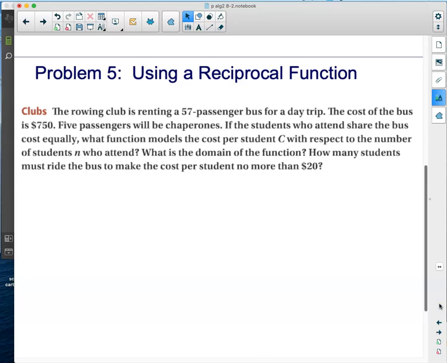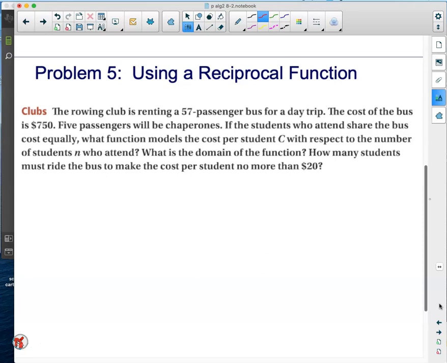Problem 5, using a reciprocal function. The rowing club is renting a 57-passenger bus for a day trip. The cost of the bus is $750. 5 passengers will be chaperones. If the students who attend share the bus cost equally, what function models the cost per student C with respect to the number of students N who attend?